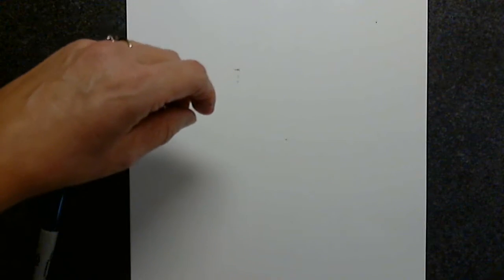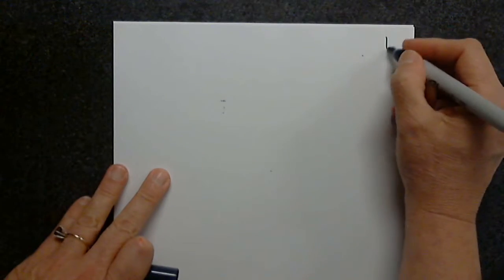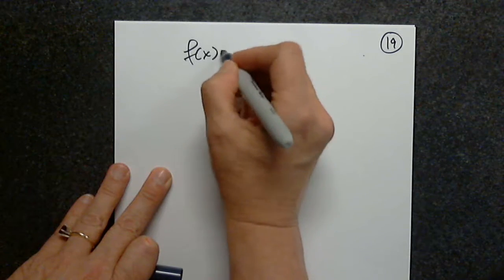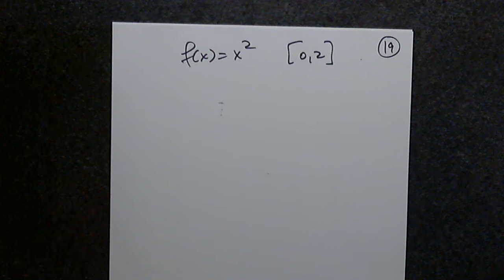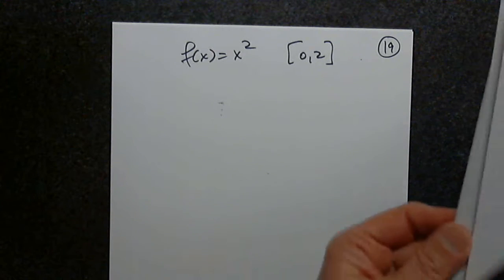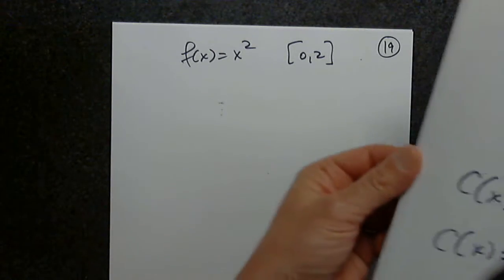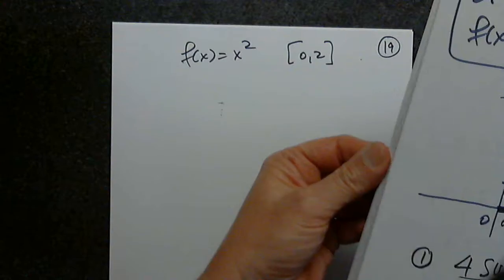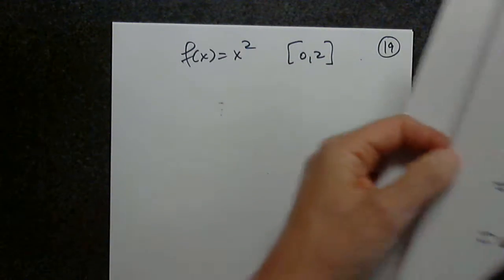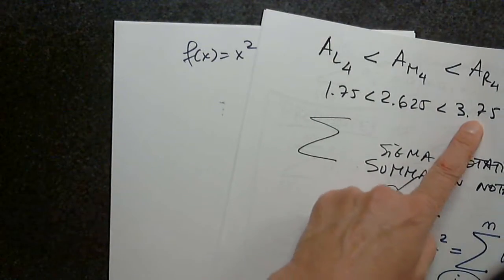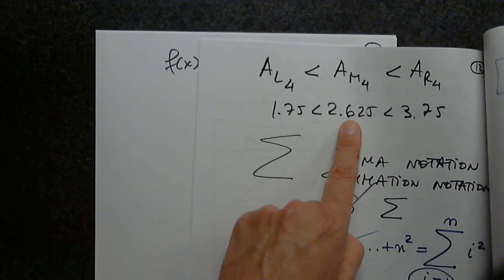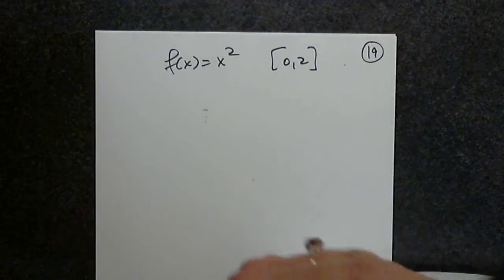So now, since we have a few minutes left, I'd like to finally determine the area for that function, x squared, on the interval 0 to 2. We did not know the answer at the very beginning. We had no idea what it would turn out to be, but definitely it has to be a number between 1.75 and 3.75, as close as possible to this. We don't know what it is, so let's do it.